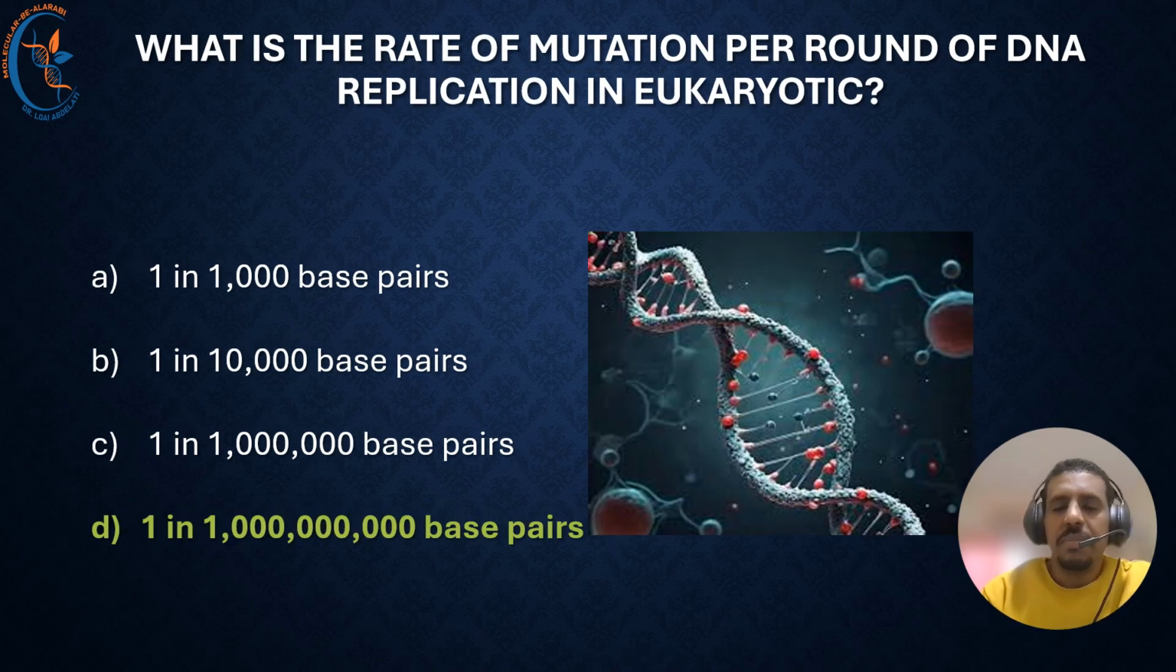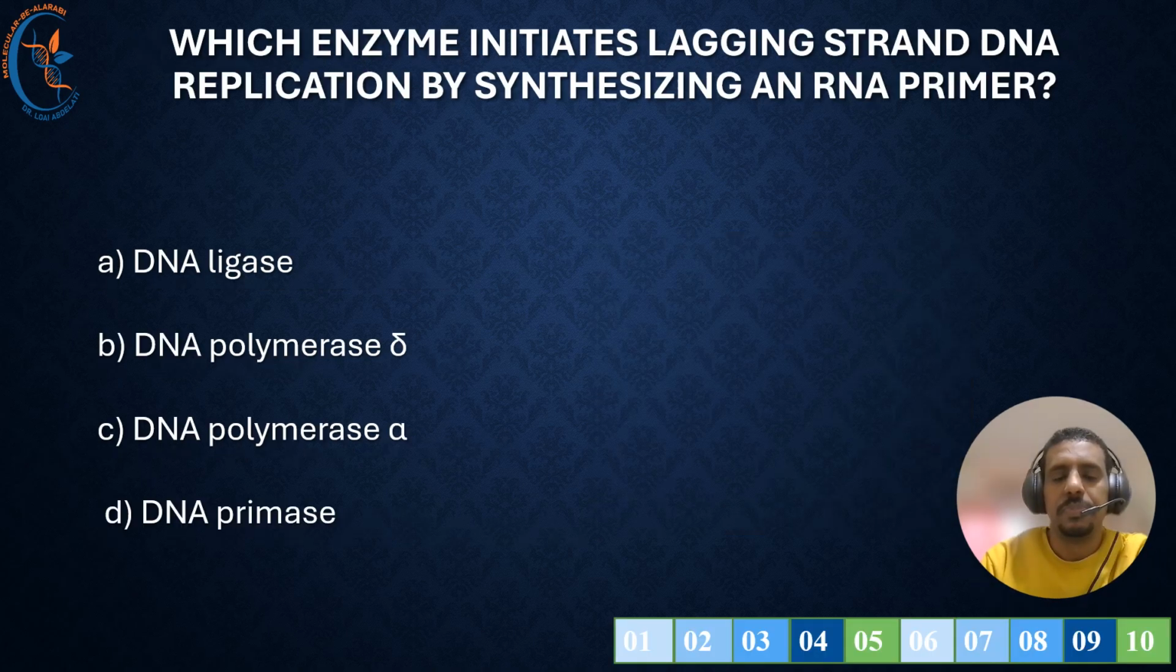The rate of mutation per round of DNA replication in eukaryotic cells is 1 in 1 billion base pairs. This low mutation rate is crucial for maintaining genetic stability across generations. Alright, let's move on. Which enzyme initiates lagging strand DNA replication by synthesizing an RNA primer?